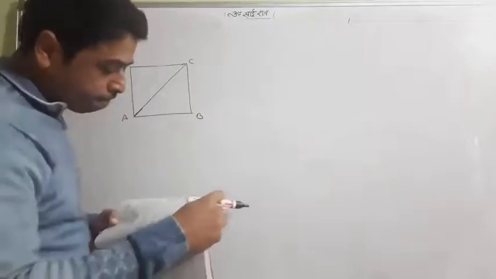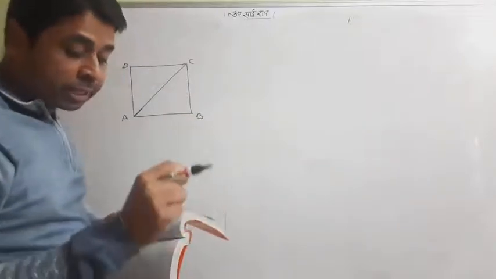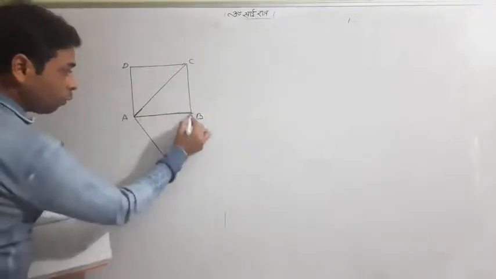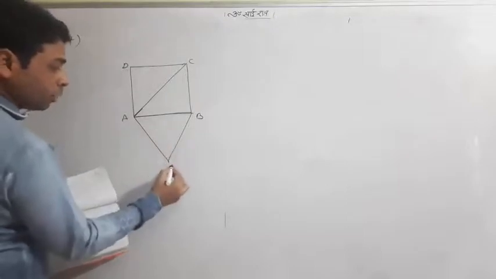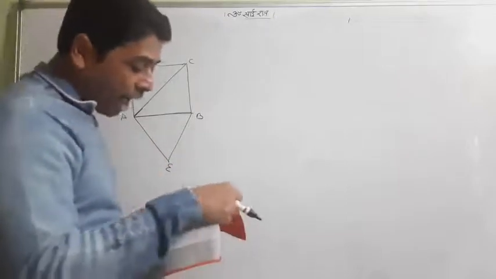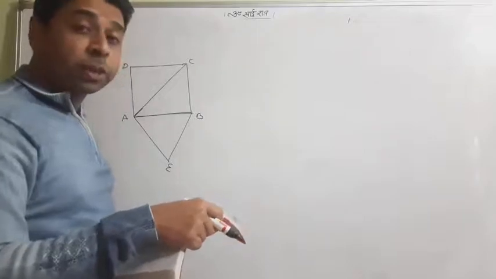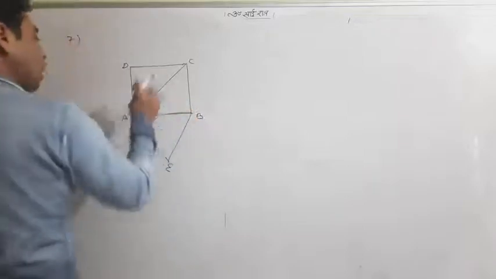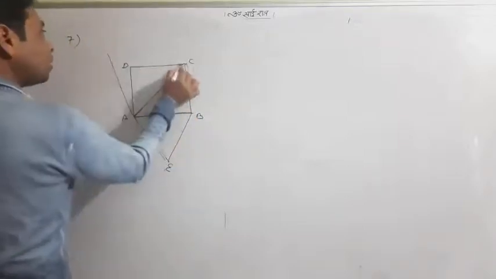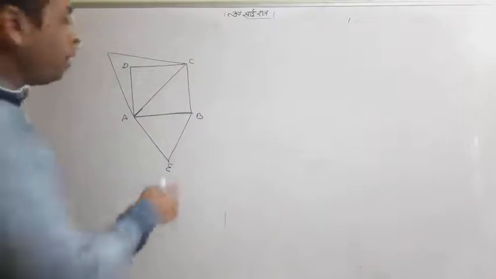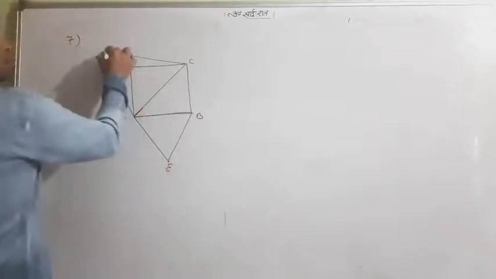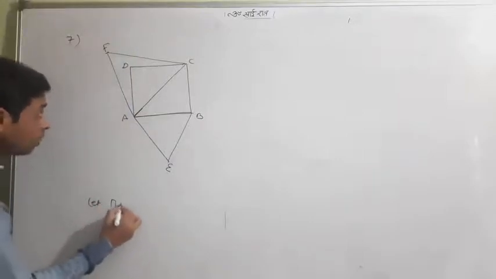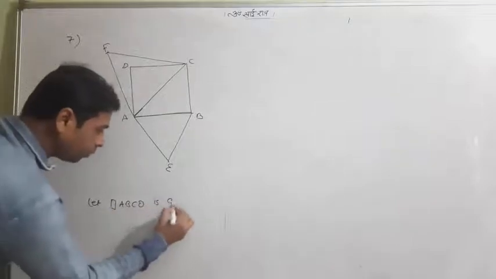So the question says, prove that the area of an equilateral triangle described on one side of a square. Suppose one side I have chosen is AB, and I'm making one equilateral triangle here, suppose it is E. And it is half of the area of another equilateral triangle described on one of its diagonals. So one equilateral triangle I am taking on its diagonal. The diagonal I have chosen is AC, and I'll make one equilateral triangle on the diagonal AC, which, suppose, is F. So the question says, let ABCD be a square.